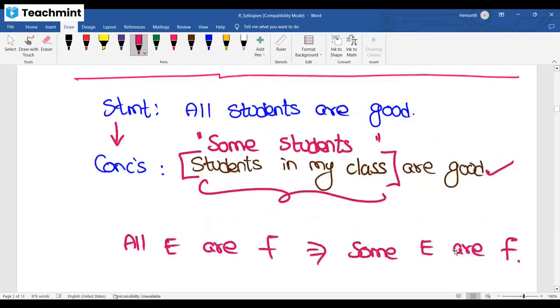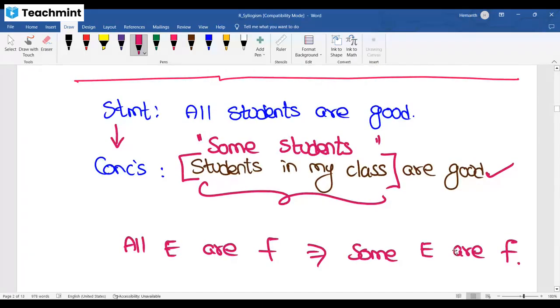Why? See the previous example, the proof is here. When all students are good, you said the students in my class are good. Students in my class means a few students only, some students only, out of the entire universe. So when all is there, some is correct. That's what is generalized: whenever all X are Y is there, you can take some X are Y. When all ERF, you can take some ERF. This is going to come up in every question. Whenever I project a question, you may ask, "Sir, why did you take it like this?" I am giving the proof beforehand. Whenever all comes, some is true.